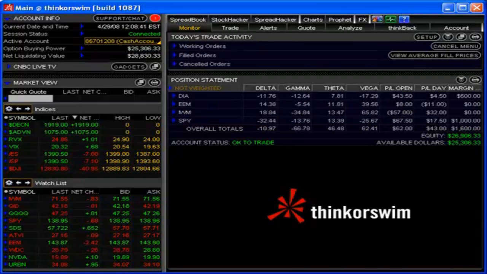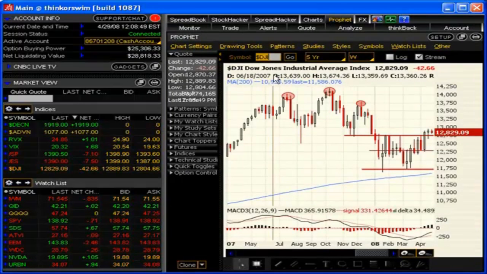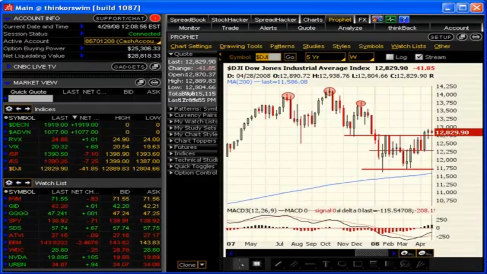They have an absolutely fantastic charting package. I mean, there's all kinds of things. You get live, real-time prices. The package that Thinkorswim actually gives to you is, I mean, if you had to go out and buy the software to do this, it'd probably cost you a couple hundred dollars a month.